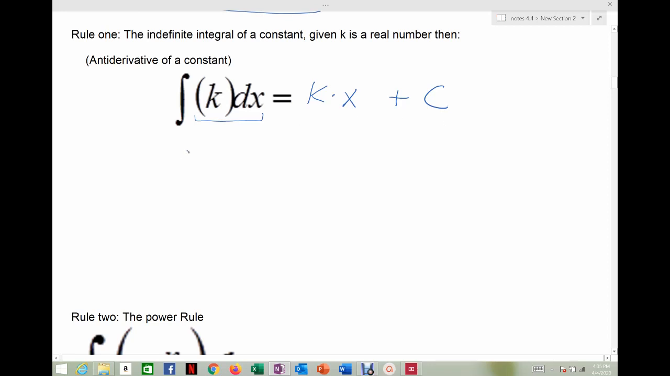equation. An example would have been 10 dx. The family of antiderivatives for 10 dx?